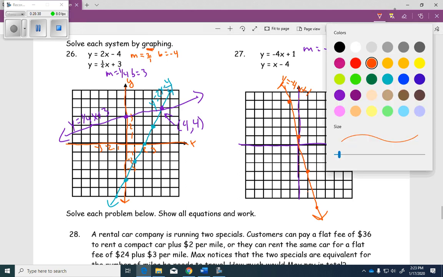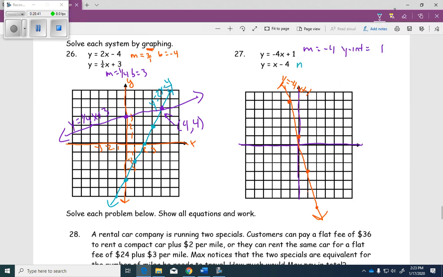Graph the other one. The slope is 1, and the y-intercept's negative 4. Always start on the y-axis. Now up 1 over 1. I found my point of intersection, which is nice. The solution is at 1 comma negative 3.